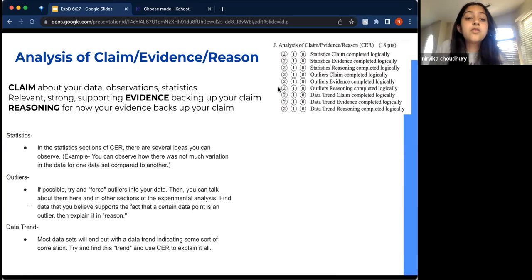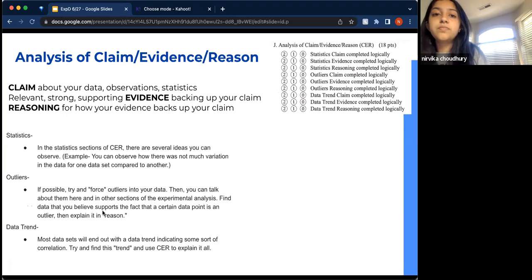You force outliers by purposely messing up your experiment. It's not the most scientific thing to do, but to be honest, this part was from Science Olympiad. Science Olympiad was the one who told us to force outliers into your data. Yeah, if you want, you can use the outlier equation for evidence. It's a great way to do it.